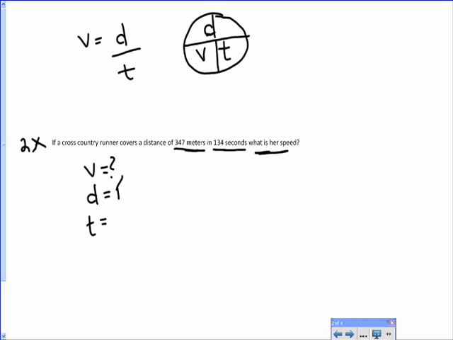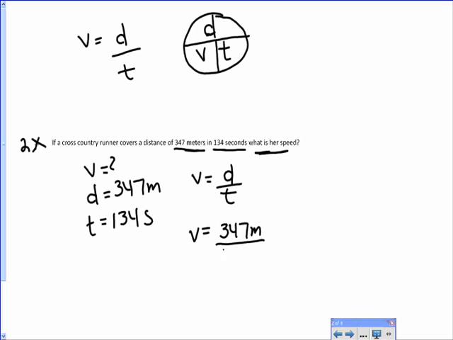And I started writing this wrong. So let's see. Distance is 347 meters. Time is 134 seconds. Let's write our formula in letters. We're looking for V, so we say V equals D over T. And then we fill them in with numbers. 347 meters divided by 134 seconds. And then we calculate. We say 347 in your calculator divided by 134. And we can say that our answer is 2.59 meters per second. And this is our answer.